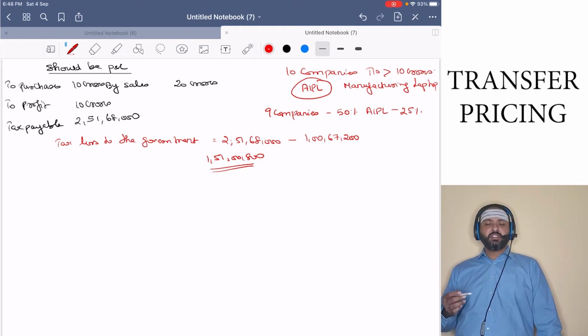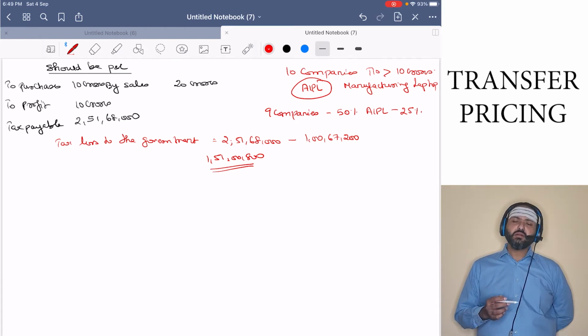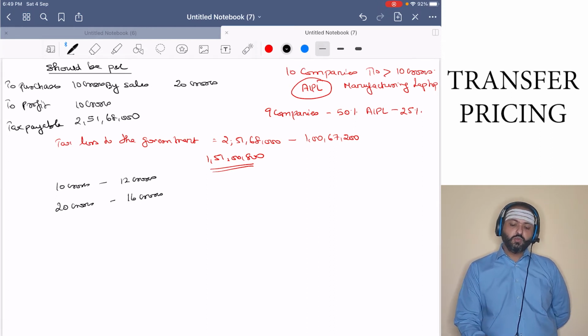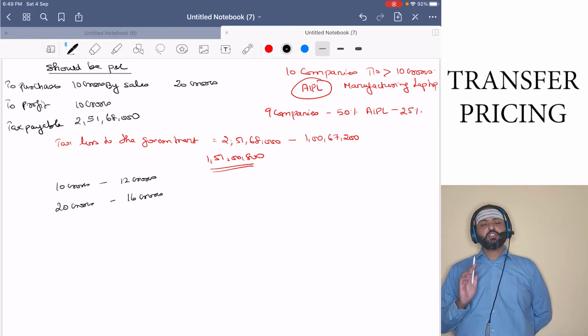So the financial statements were perused. Then they found out the purchases were overvalued. What was supposed to be 10 crores was 12 crores. And then revenue was supposed to be 20 crores, and it was actually only 16 crores. This was giving a lot of suspicion to the income tax department.